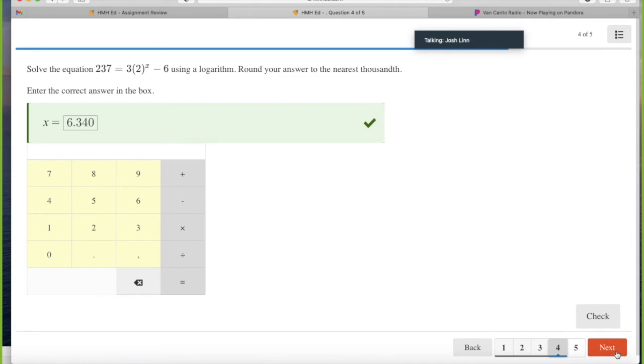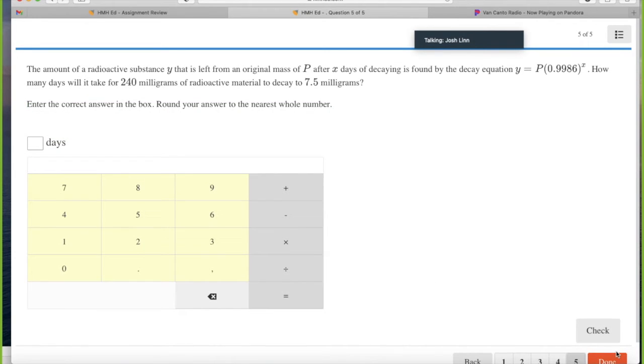All right, last but not least. Oh, look, a word problem. The amount of radioactive substance, Y, that is left from an original mass, P, after X days of decaying is found by the decaying equation, Y equals P, and so on. How many days will it take for 240 milligrams of radioactive material to decay to 7.5 milligrams?